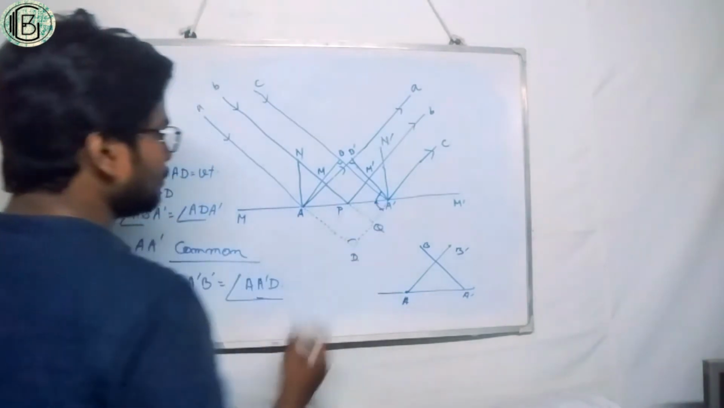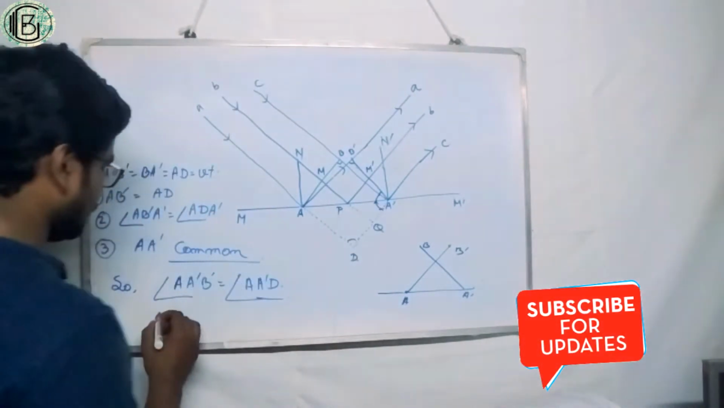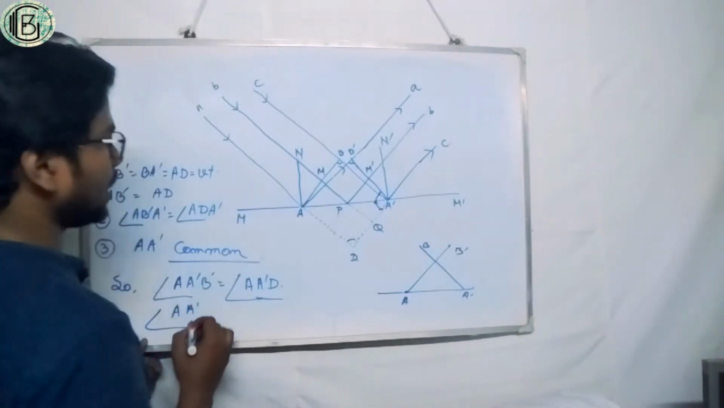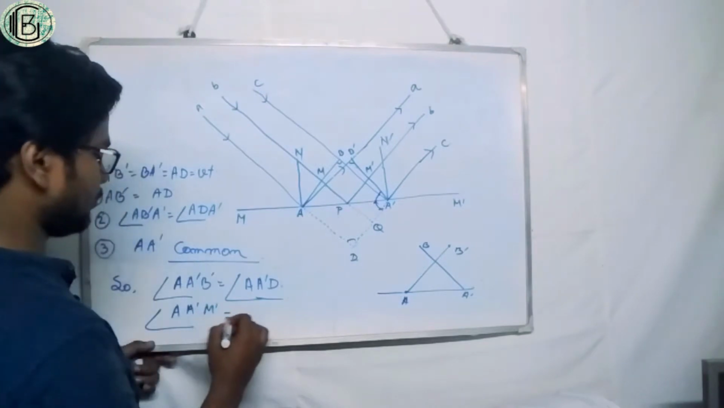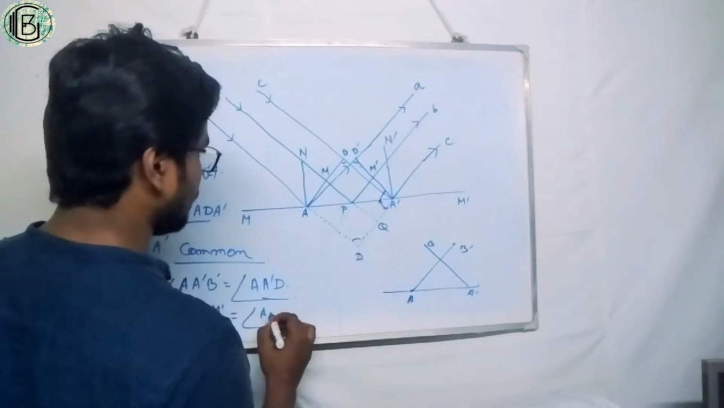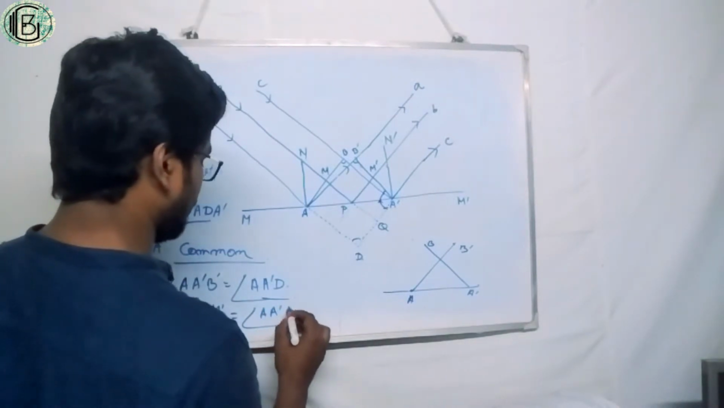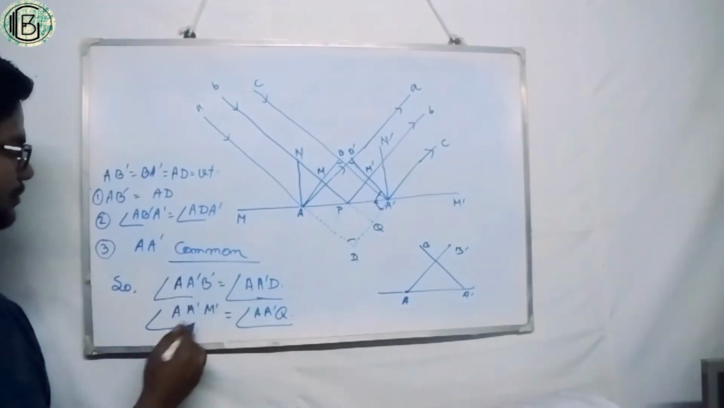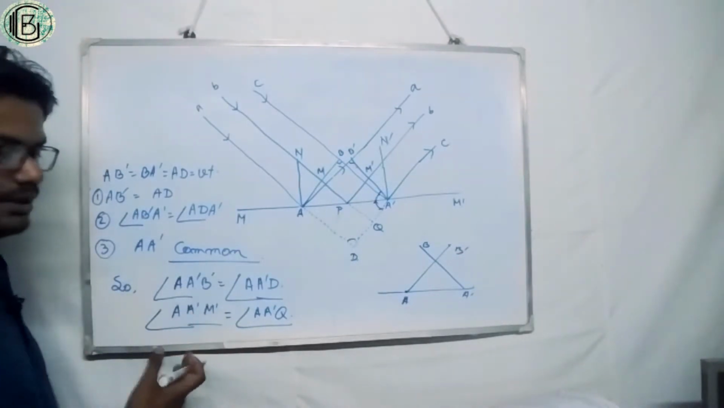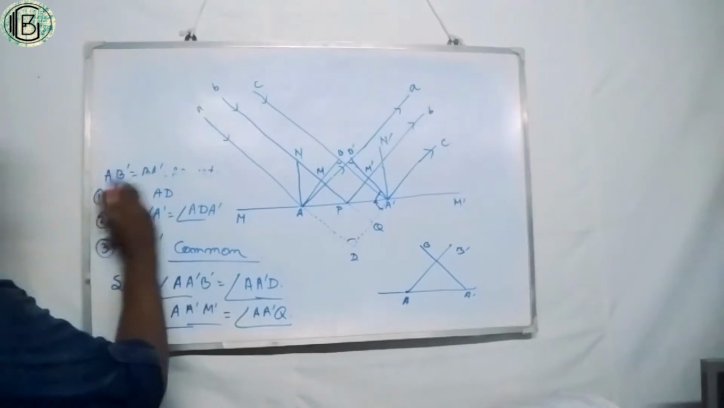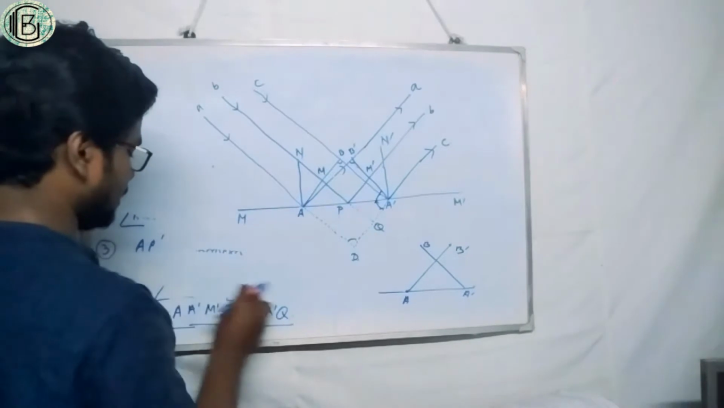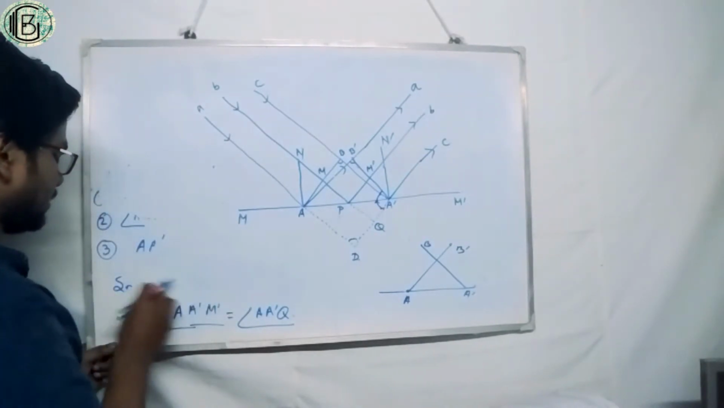Now, if these two angles are equal, these two angles can also be written as angle A prime M prime equal to angle A prime Q. So these are the same. We are just replacing B prime by M prime and D by Q. So we will need this in our next step. So what is our next step? Our next step is to compare two different triangles.